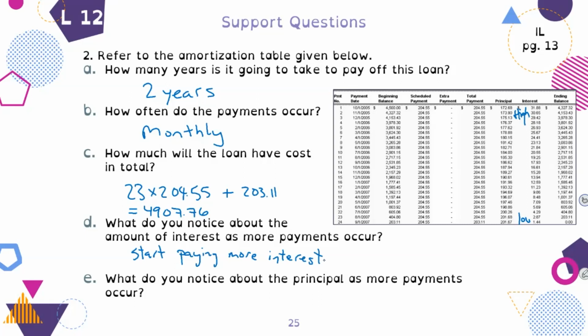And part E, what do you notice about the principal as more payments occur? So it's opposite. It's not as significant a difference for this particular loan, but you start lower and you go higher. The amount you're paying towards your principal is lower to begin with. And that's how you can understand an amortization schedule.